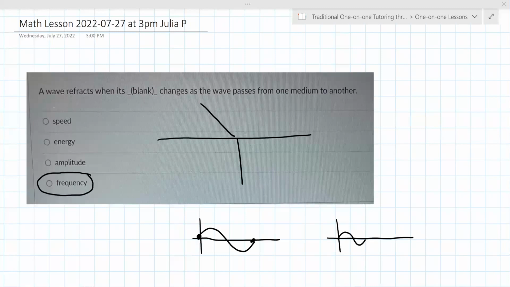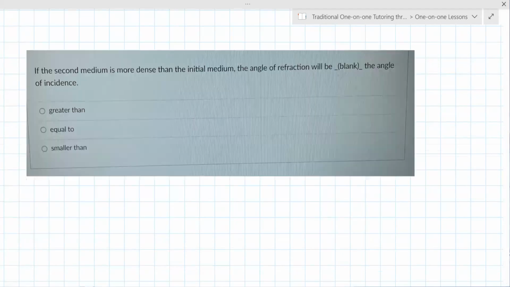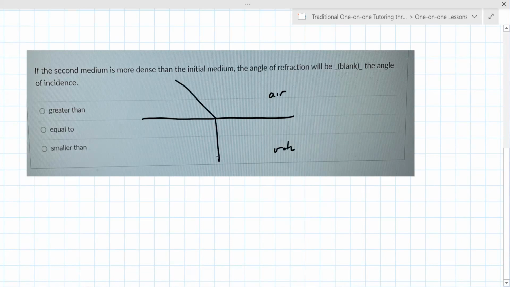Okay, so the next question here talks about what the angle of refraction will be, whether it'll be greater than or less than. An example would help, but I don't have a good one. Basically, it's like going from air to water would maybe be the most common example, air to water. And what happens, does the angle, see this angle right here, angle 1, and this angle 2. Angle 2 is greater than angle 1, but I got to know if that's more dense or not.